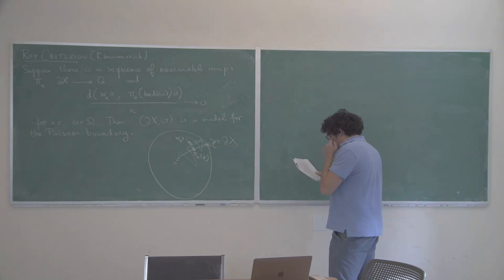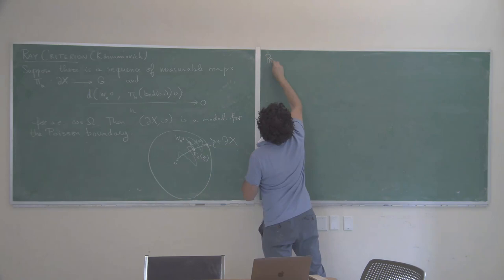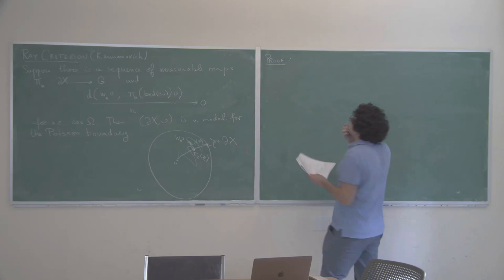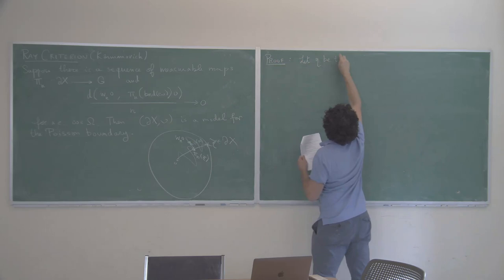So recall the following. There are two partitions that are associated to this situation. One is the Poisson partition. So let eta be the Poisson partition.